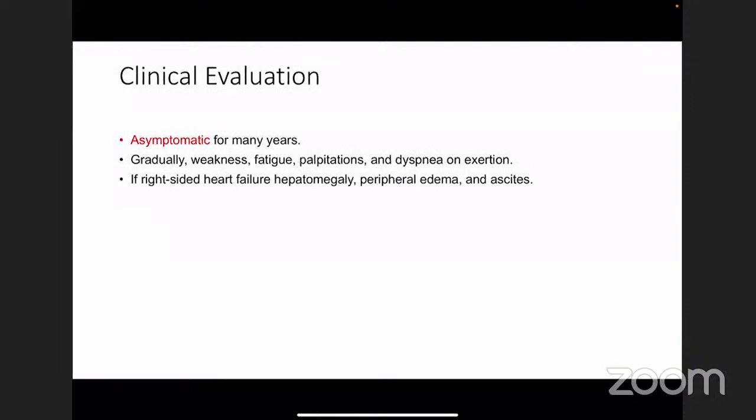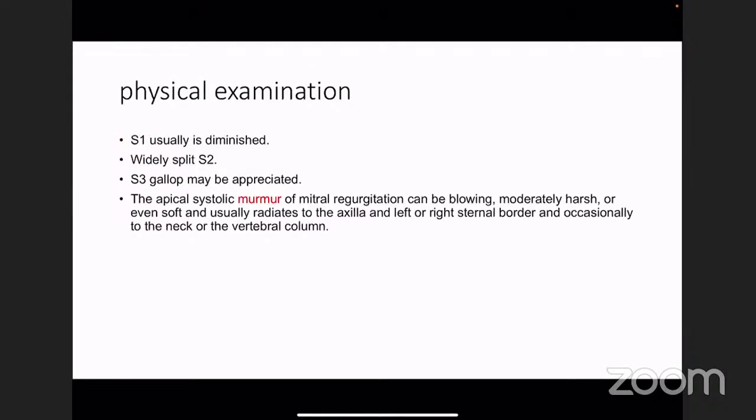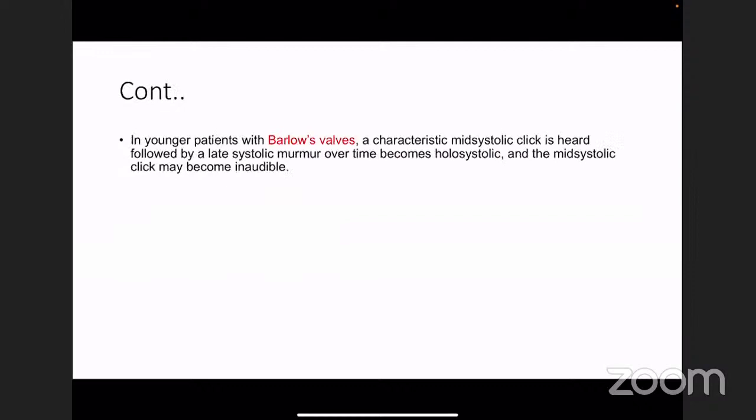Clinical evaluation: asymptomatic for many years, then gradually weakness, fatigue, palpitation, dyspnea on exertion. If right-sided heart failure develops, hepatomegaly, peripheral edema, ascites. On physical examination, S1 is diminished, S2 is widely split, and an S3 gallop may be appreciated. The apical systolic murmur can be blowing, moderately harsh, or soft, usually radiating to the axilla and left or right sternal border and occasionally to the neck or vertebral column.